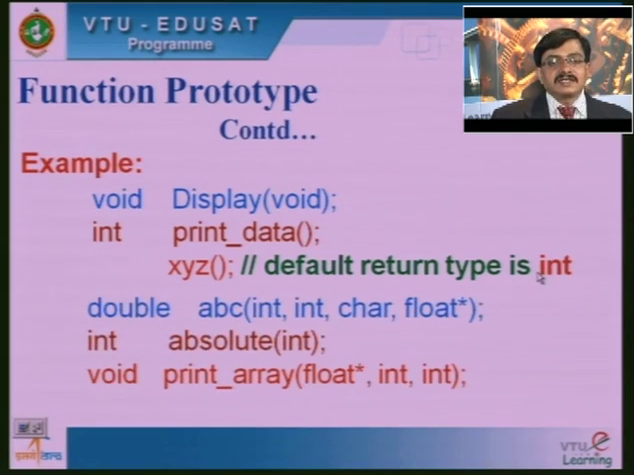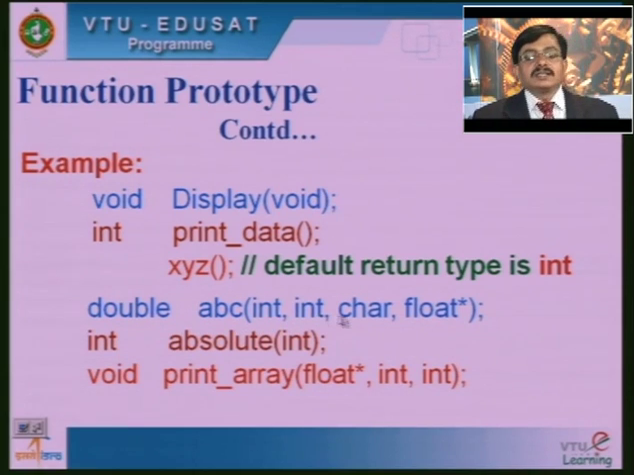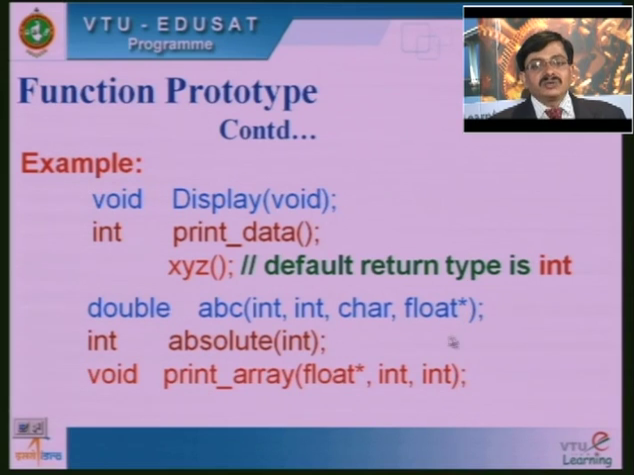Now if you look at some other examples, ABC is another function name, whose return type is double and it is taking 4 parameters. You can see the 4 parameters here, and we have mentioned the type of each. The first 2 parameters are of type int, the third parameter is of type char, and the last parameter is of type pointer to float. We have discussed the concept of pointers in the previous session, and here float star indicates that the 4th parameter the function ABC is taking is a pointer to data of type float. Each of these arguments must be separated by a comma.